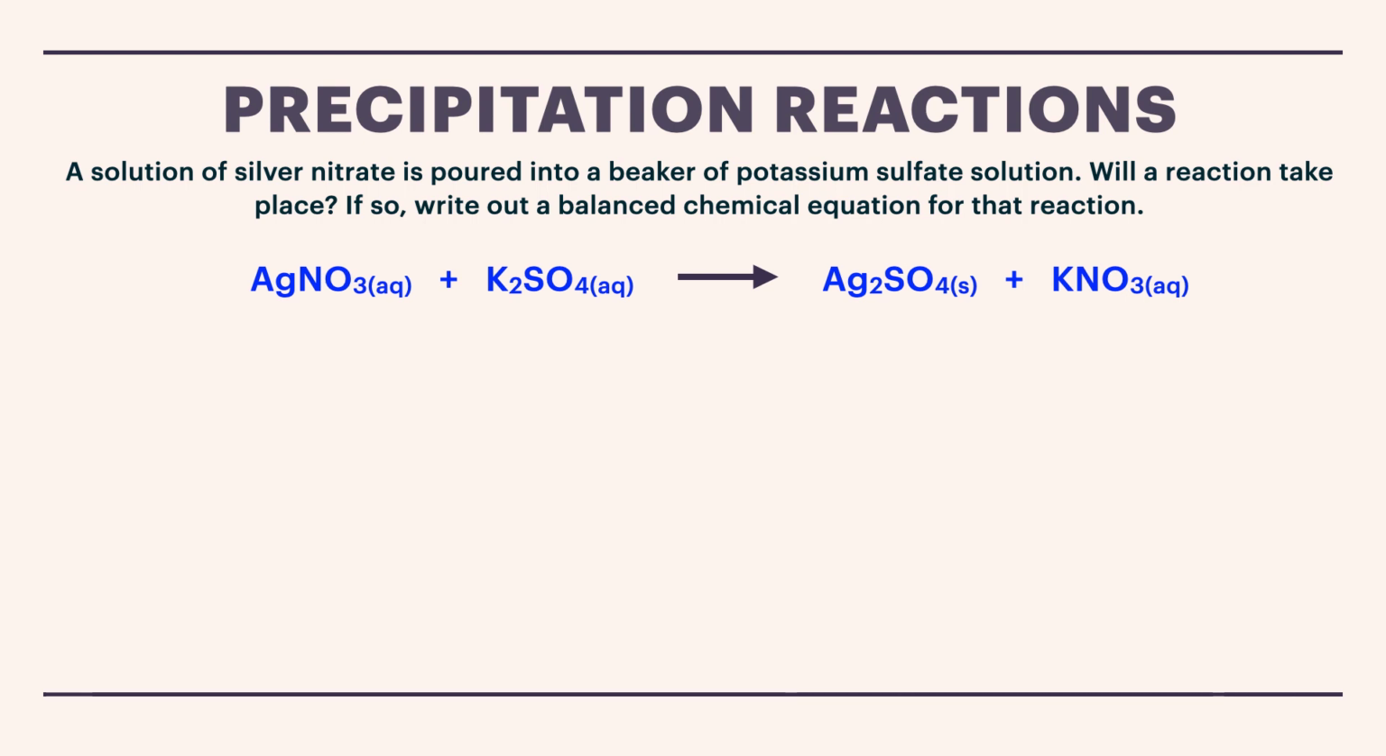I got its correct formula. And then I had to go back to my solubility chart, and I found out that, in fact, I did get a precipitate. Silver sulfate is not soluble in water.